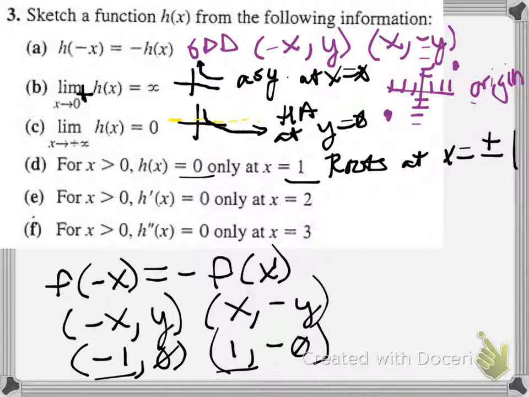-1 and +1. That's how I got these roots were positive and -1. You really have to pay attention to the fact that this is an odd function.